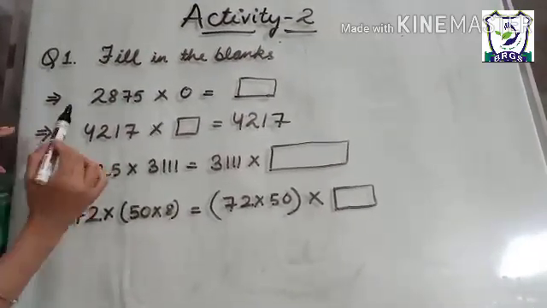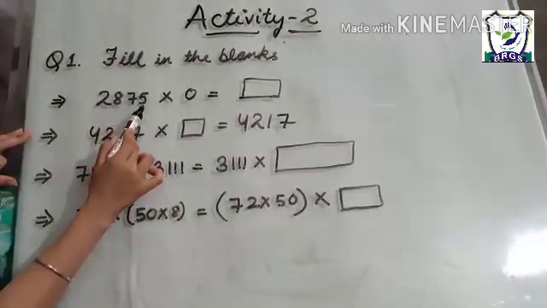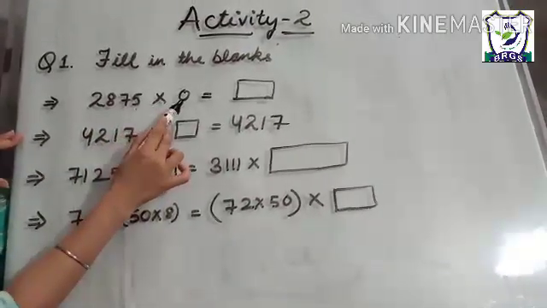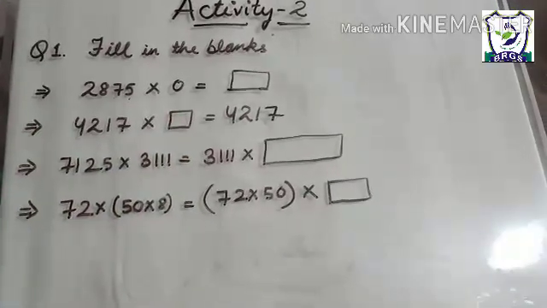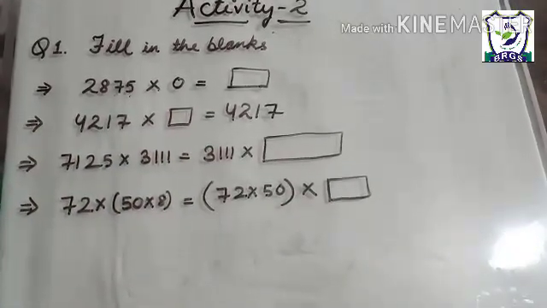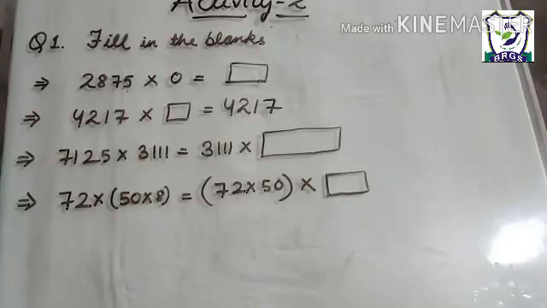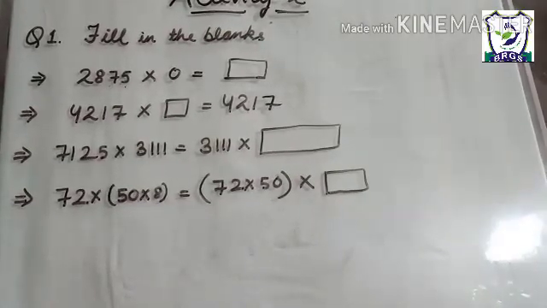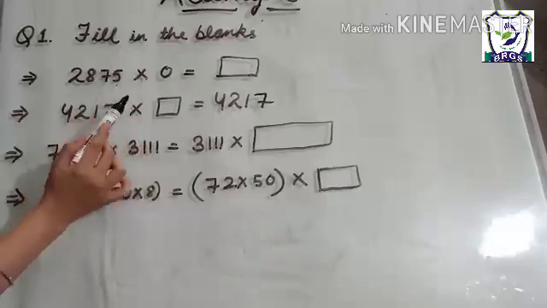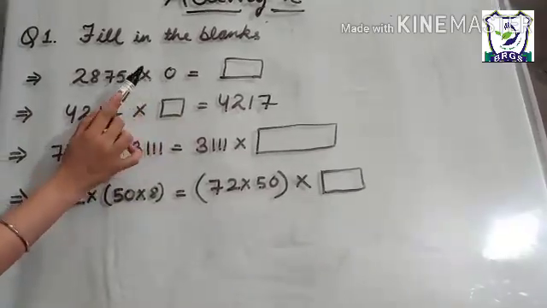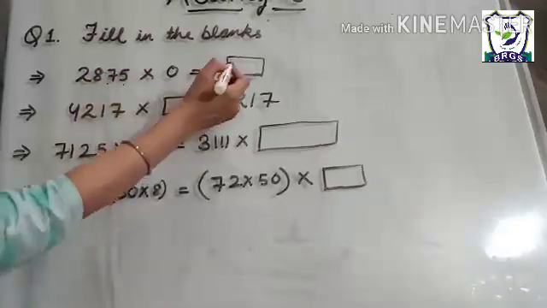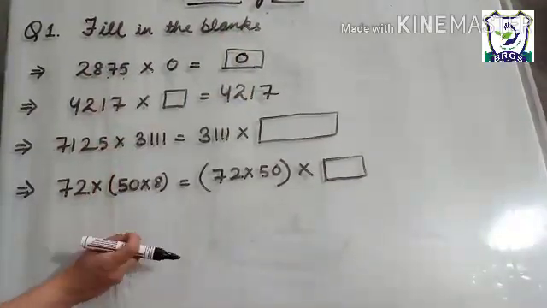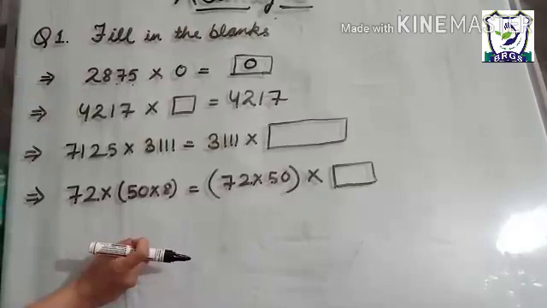First question students, 2875. We have to multiply this number by 0. So what answer will we get students? Do you know which property of multiplication this is? This is our zero property of multiplication. Students, according to this property, if 0 is one of the factors, then the product is always 0. So any number multiplied by 0, we will get 0. This is according to our zero property of multiplication.